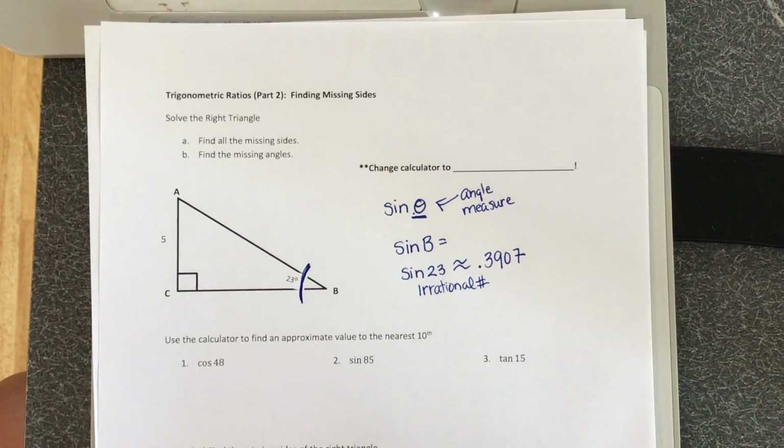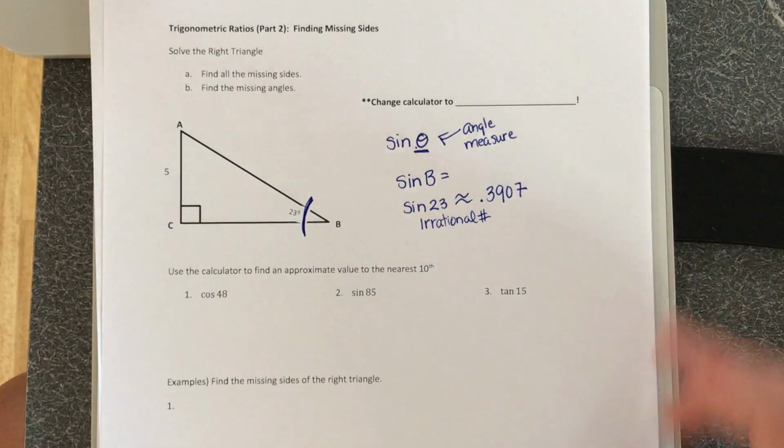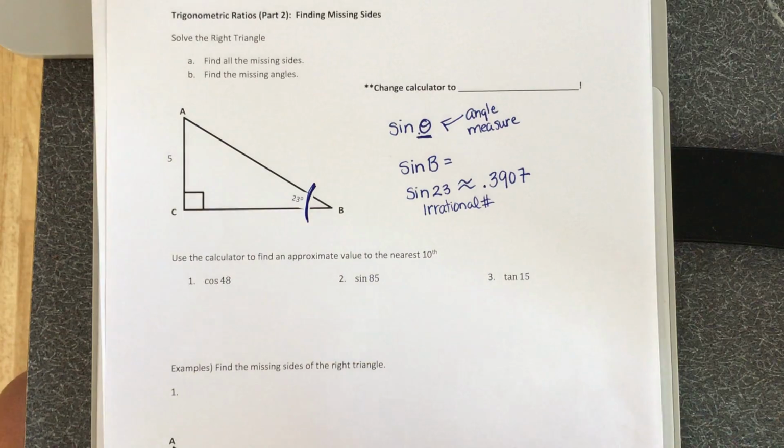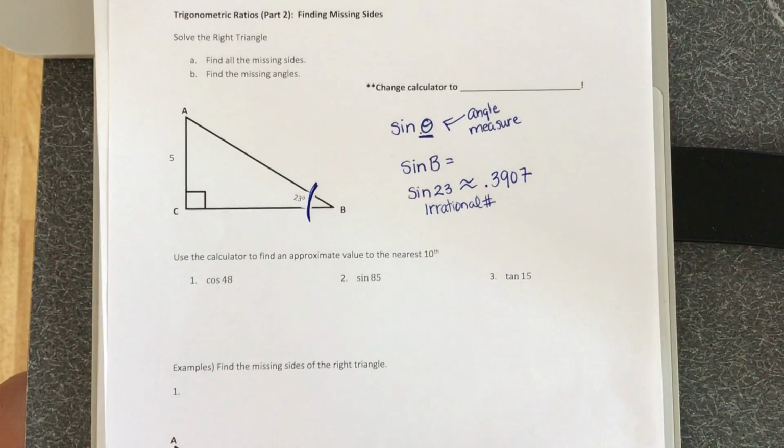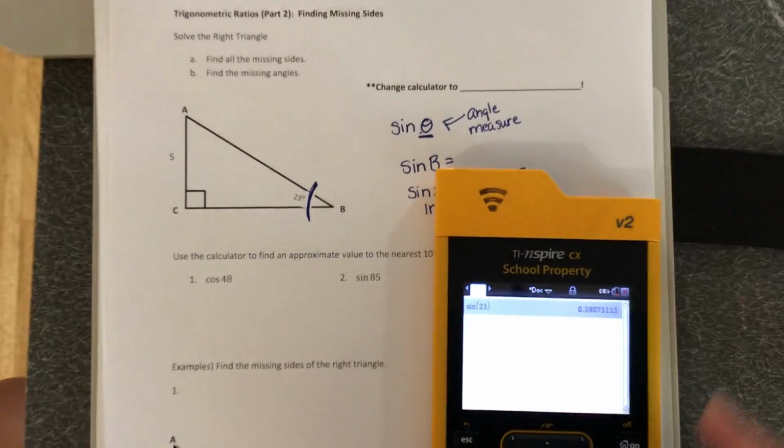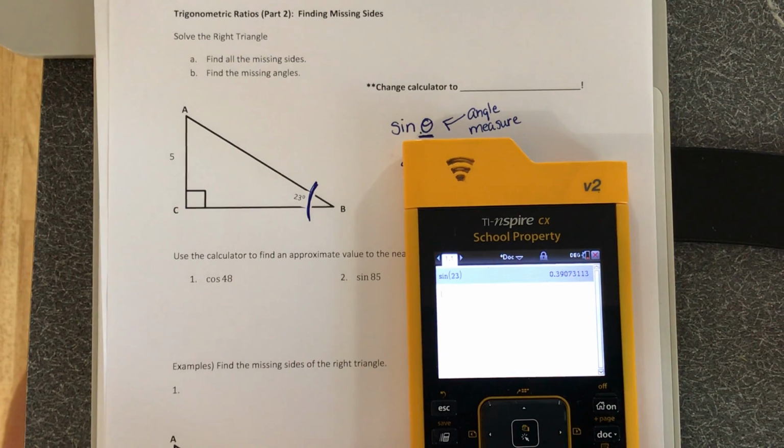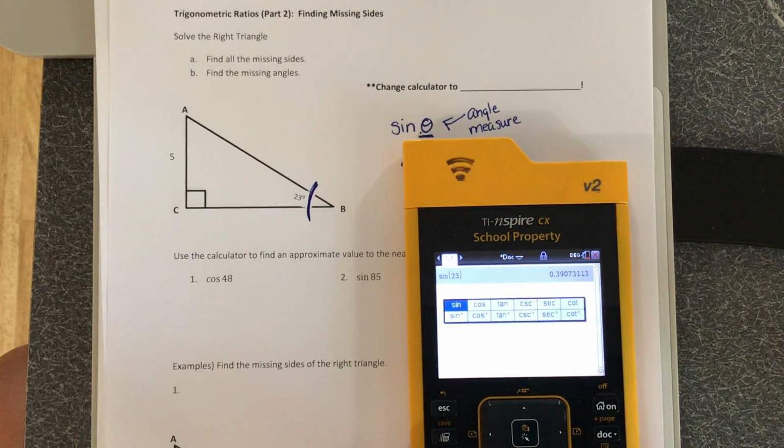Okay, so use the calculator to find an approximate value to the nearest tenth. I am also going to show you how you can do this on your Desmos as well, but for right now, let's just practice using our N-Spires. So cosine 48, I'm going to type that in. So hit trig, over to cosine, type in 48. So cosine 48 is 0.669.